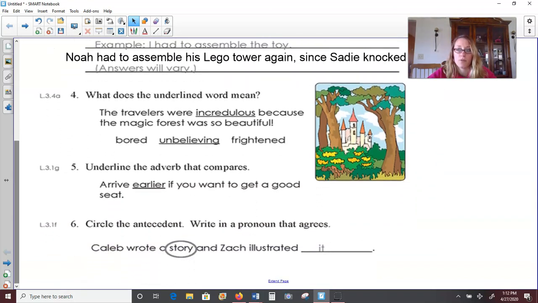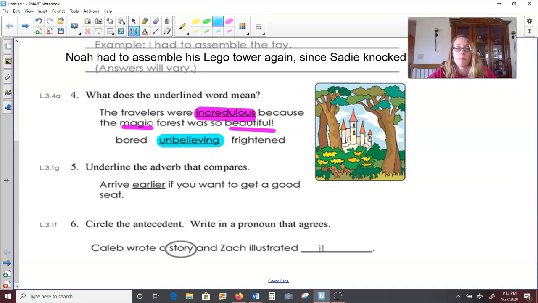Moving on to number 4, what does the underlined word mean? The travelers were incredulous because the magic forest was so beautiful. Incredulous is not a word that you hear often or see every day, but there are some clues in the sentence. It's a magic forest and it's beautiful. So how do you think that would make the travelers feel? Bored, unbelieving, or frightened? Well, unbelieving means to not believe. And if it's a magic forest and it's so beautiful, it would be hard to believe that it actually was real. So unbelieving is what incredulous means.